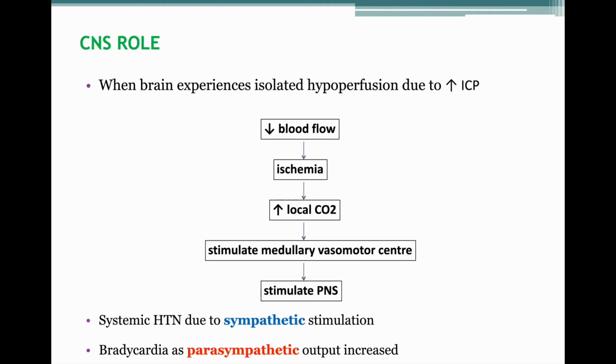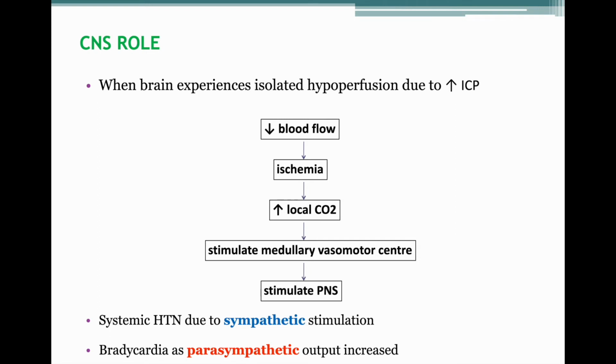Now coming to the role of CNS, so especially in brain, when brain experiences isolated hypoperfusion, maybe due to raised ICP. Okay, so the ICP is raised, so less amount of blood is going to go into the brain. The blood flow into the brain is facing resistance because of the increased intracranial pressure. So that causes reduction in blood flow. This reduction in blood flow is the cause of ischemia in the brain tissue. As there is low blood flow, there is a rise in local CO2. Now this local CO2 will stimulate the medullary vasomotor center, which in turn stimulates the PNS, parasympathetic nervous system.